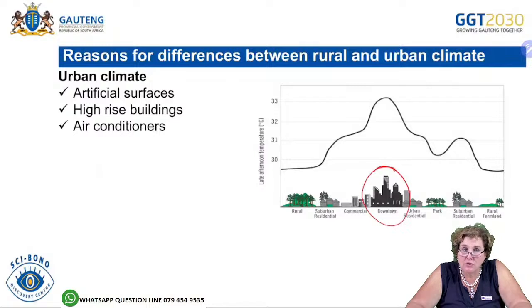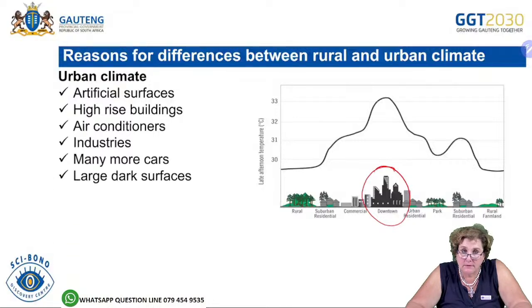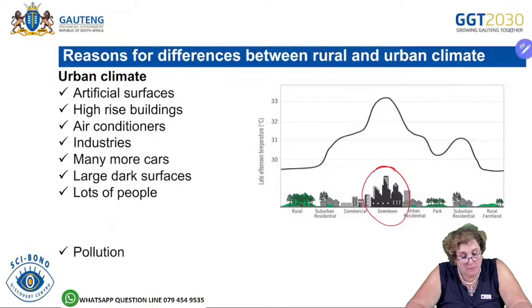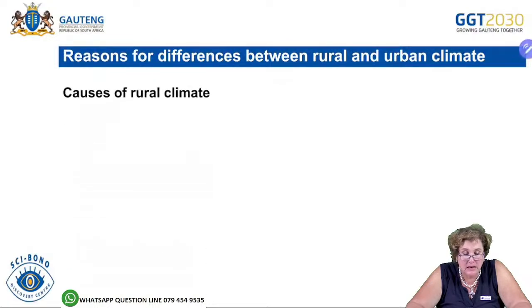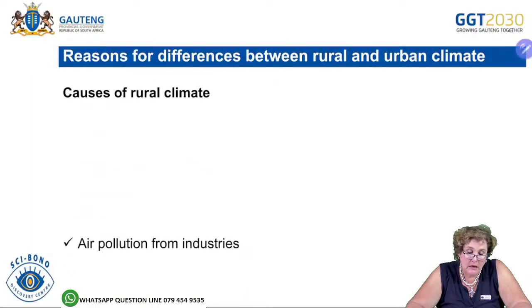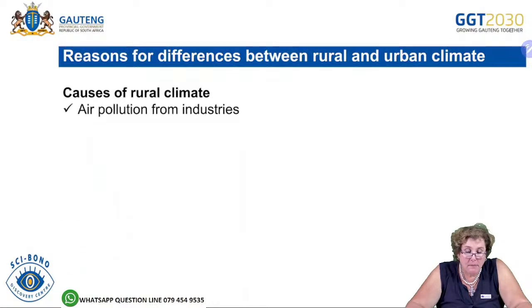So I want to invite you to go to any building where there's an air conditioner. Inside it's cold, but the air that goes out at the back of the air conditioner into the air is hot. We have industries that produce pollution, many cars, large dark surfaces like tar roads. We have lots of people that move to areas. We have lots of pollution. There's a lack of vegetation. We don't have that many trees or grass surfaces in urban areas.